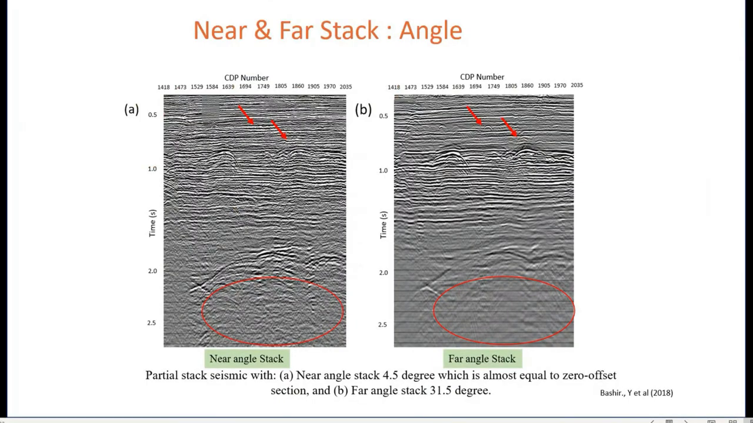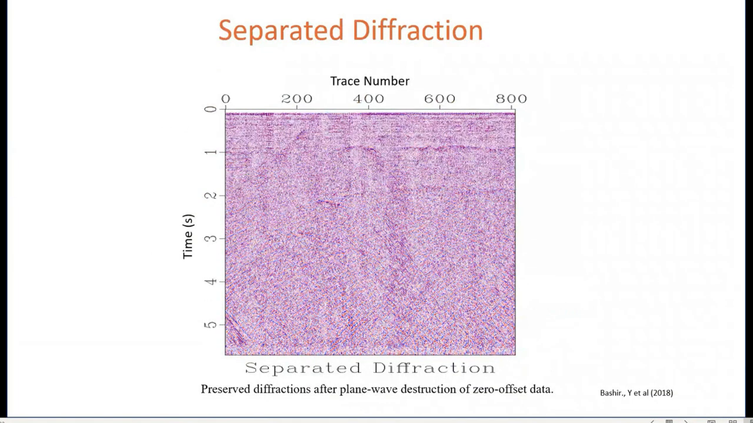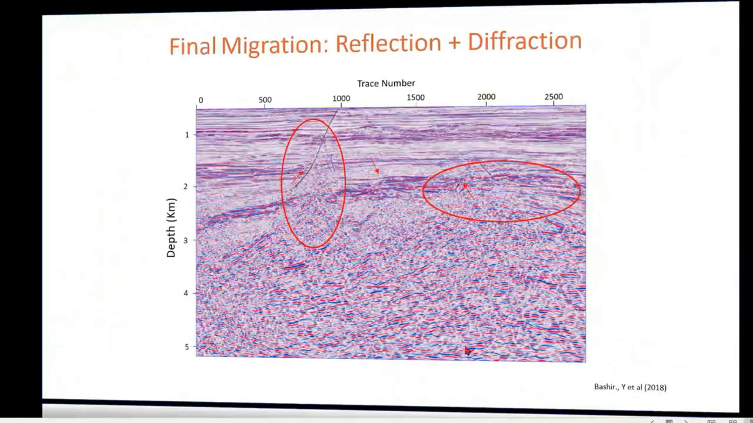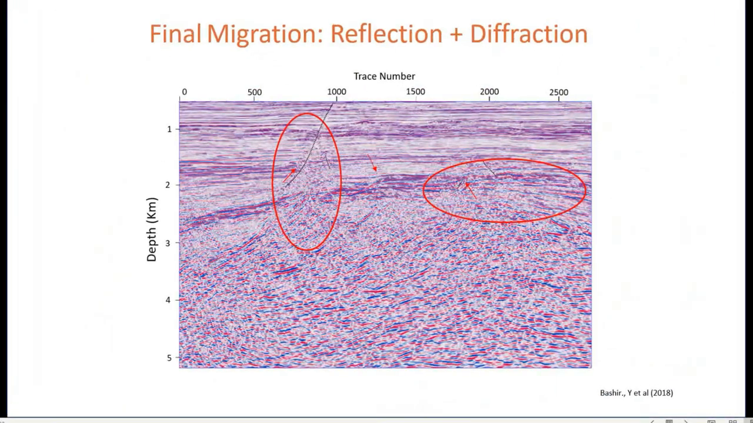Also, we do some studies on near and far stack, just like the seismic inversion. So before migration, we do some analysis on near stack and far stack just to understand the diffraction. So these are the final image section, which have the diffracted event. So this is separated diffracted event from the machine learning. Then finally, we image this data set plus reflection with diffraction.